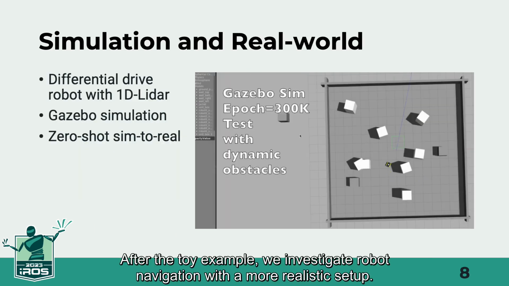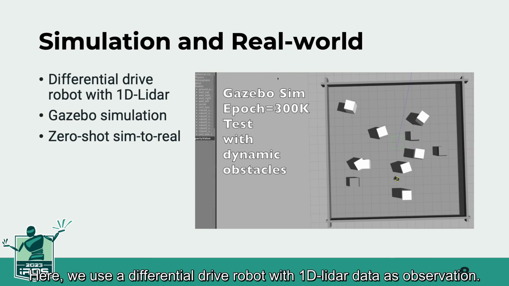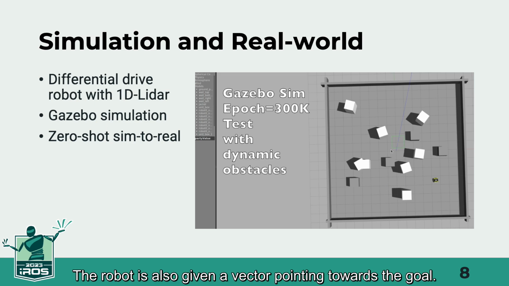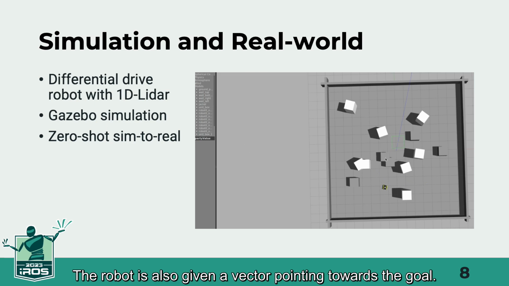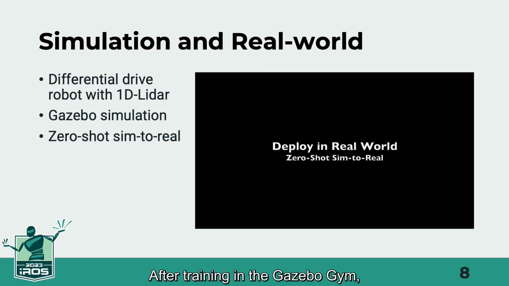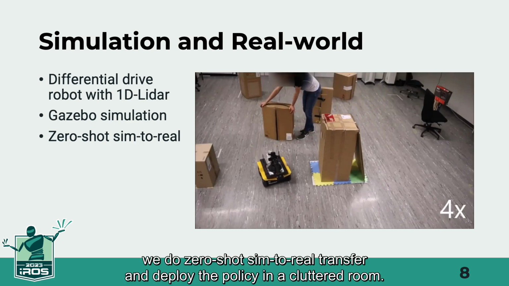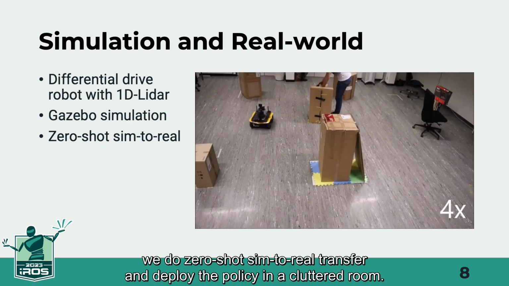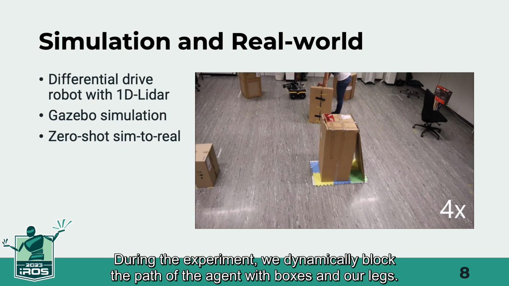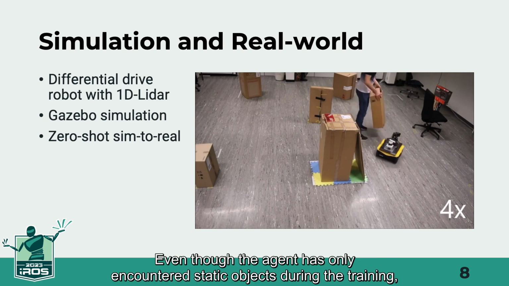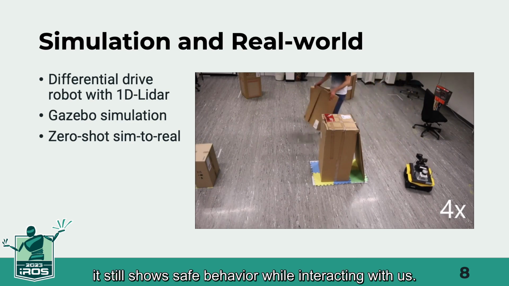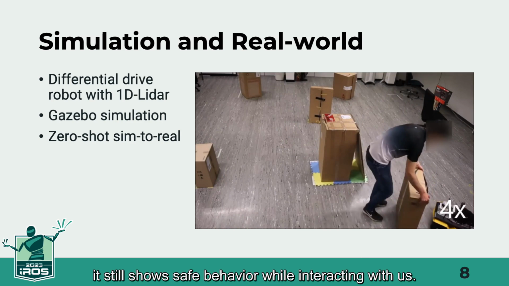After the toy example, we investigate robot navigation with a more realistic setup. Here we use a differential drive robot with 1D LiDAR data as observation. The robot is also given a vector pointing towards the goal. After training in the Gazebo gym, we do zero-shot sim-to-real transfer and deploy the policy in a cluttered room. During the experiment, we dynamically block the path of the agent with boxes and our legs. Even though the agent has only encountered static objects during the training, it still shows safe behavior while interacting with us.